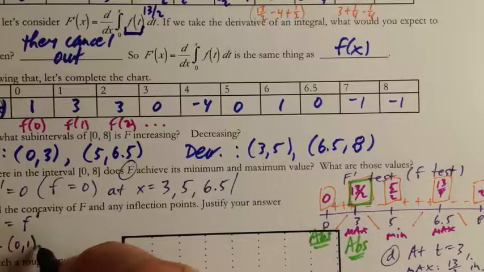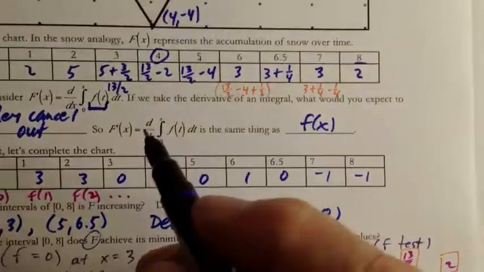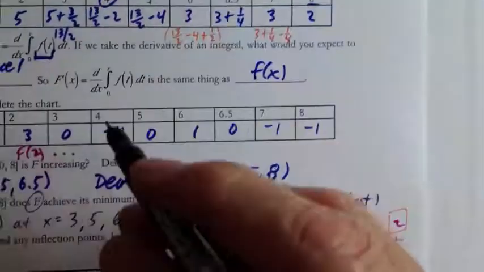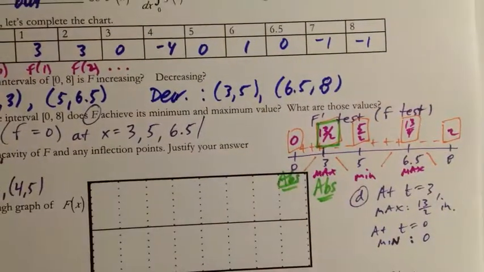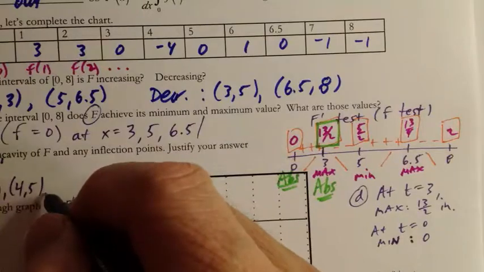So on the interval from 0 to 1, and then when does f prime become positive again? Well, on the interval from 4 to 5, from 5 to 6. So we can say from 4 to 5, and from 5 to 6.